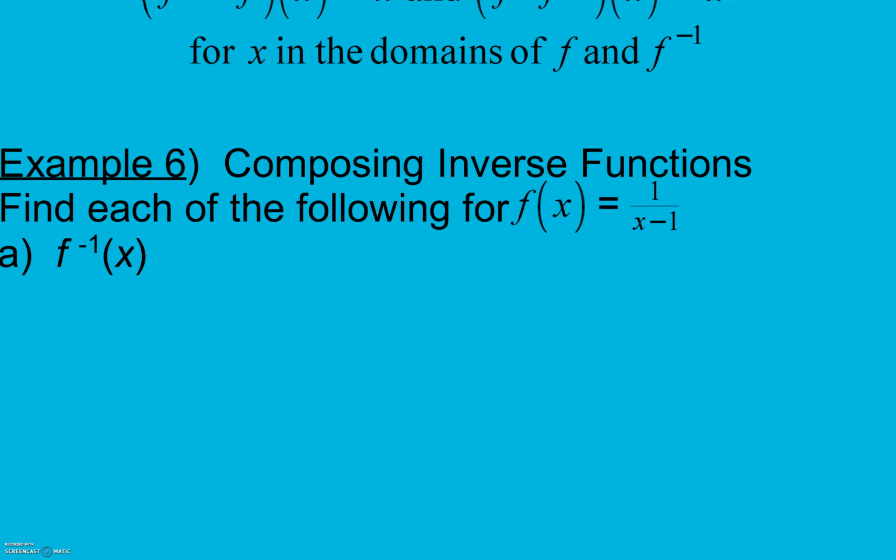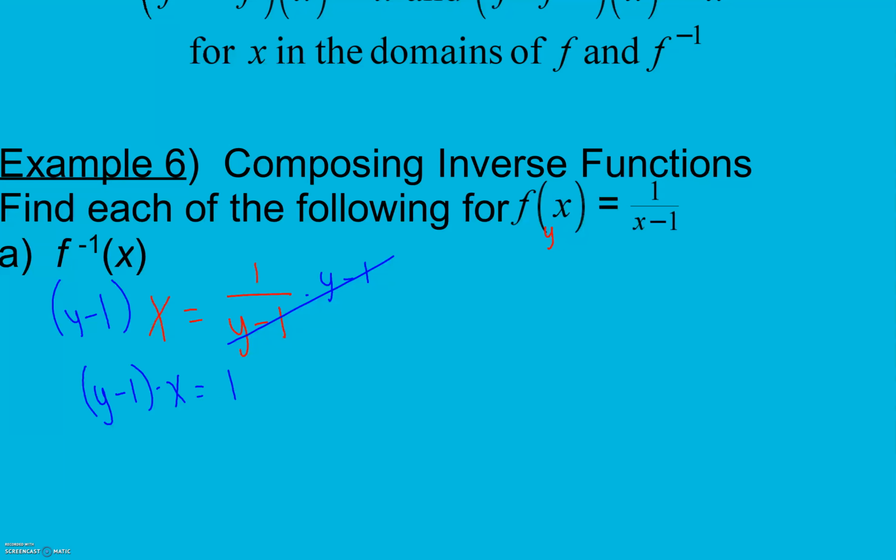First thing we're going to find is the inverse. So again, remember that this is kind of like a y. Our first step is going to be to swap our x's and our y's. So I'm going to have x equals 1 over y minus 1. I'm going to solve for y. First thing I'm going to do is get rid of my fraction, so I'm going to multiply by y minus 1 on both sides. Y minus 1 times x equals 1.